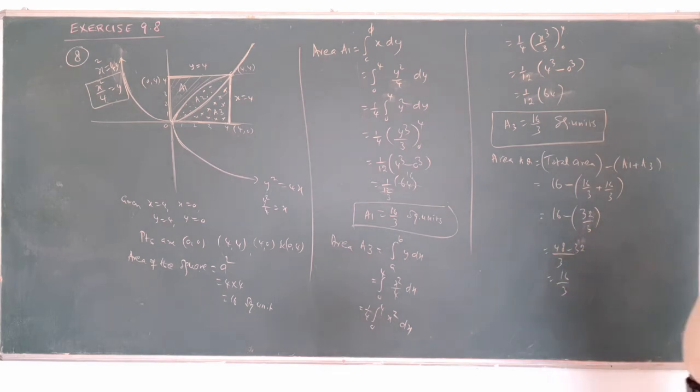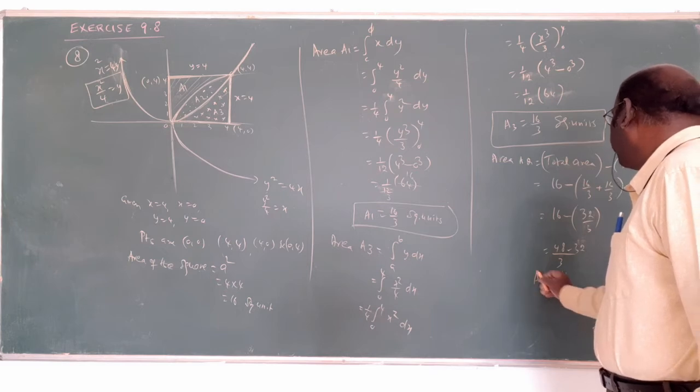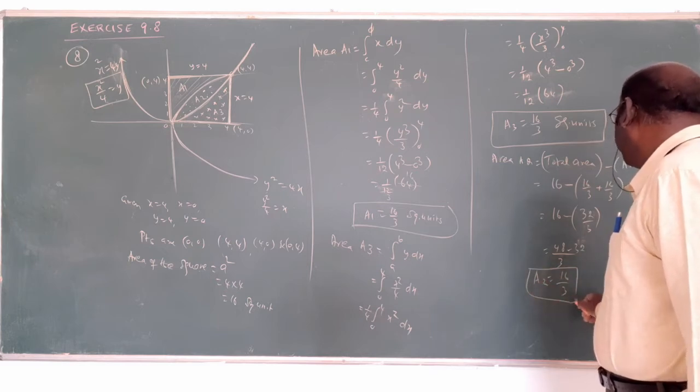Am I right? All the areas will be equal. That is it. The areas A1, A2, A3 will be equal. That is the answer.